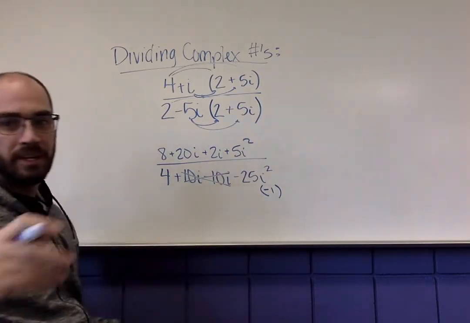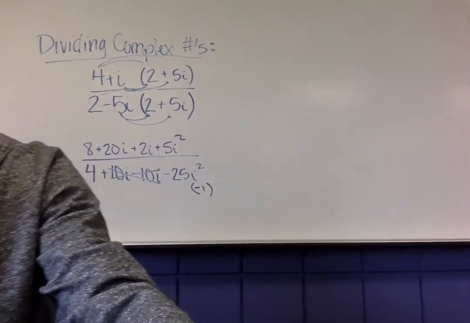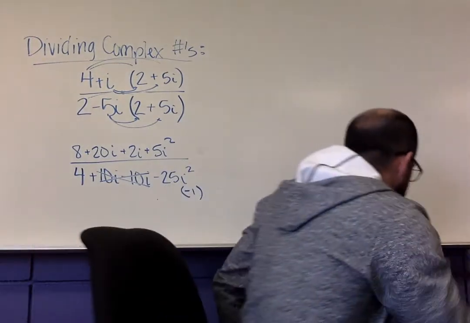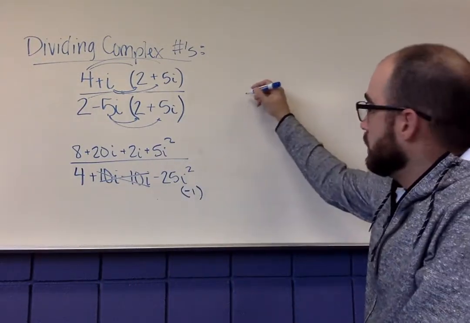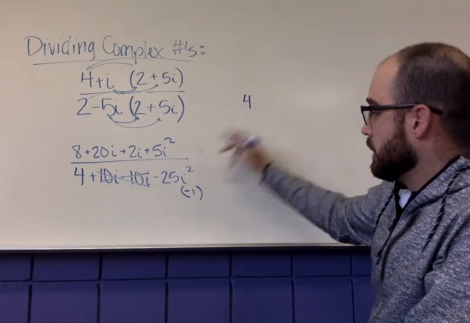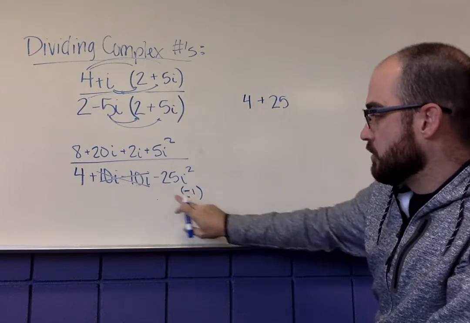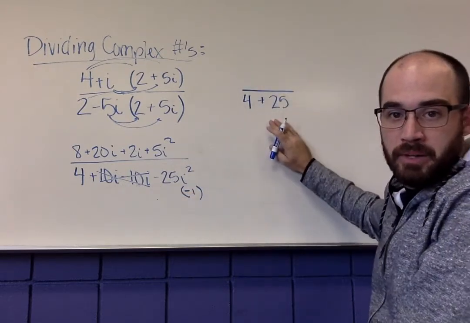I'm going to move my computer a little bit over here so that we can see this piece written over here. So I'm going to scoot to this side. On the bottom, the denominator, I would now have 4 plus 25. Again, it's a plus because negative 25 times negative 1 gets me 25. So I have my denominator just about done.